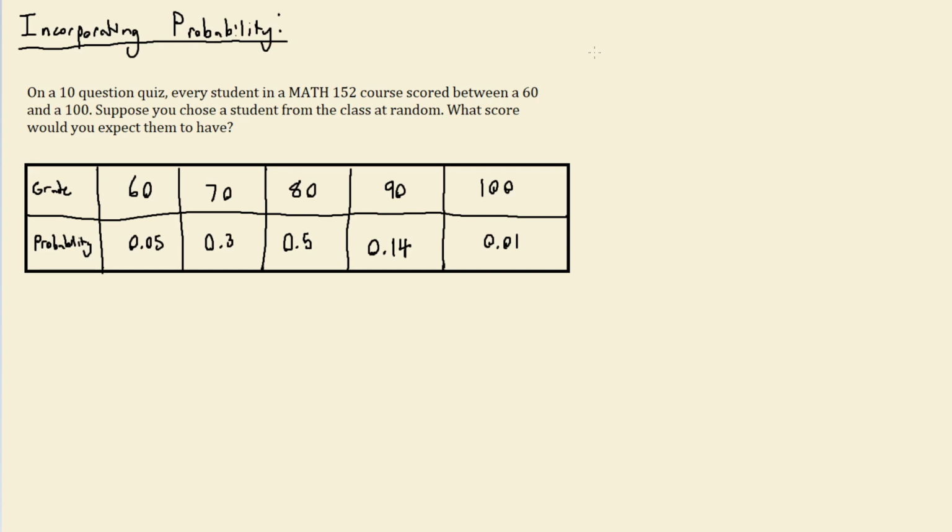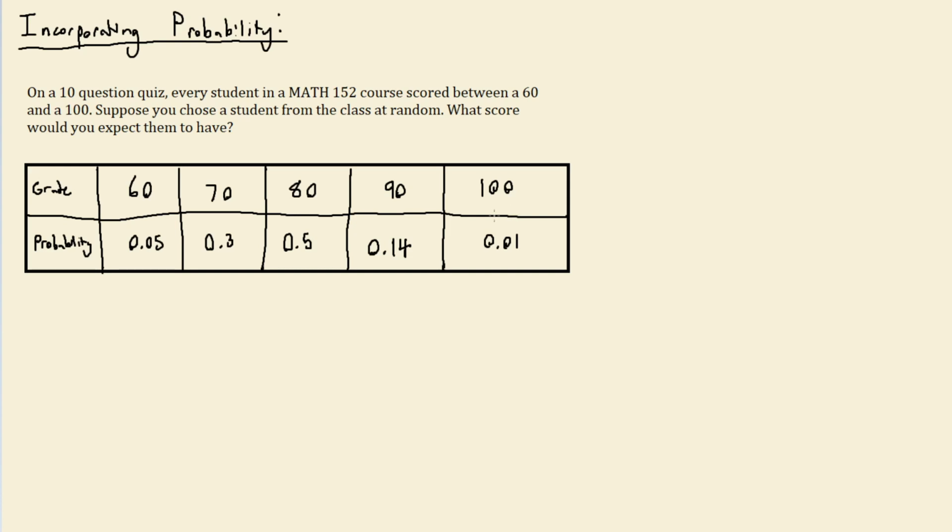And here we have a little bit of data stored in this table. Now, important note here, we're told in the question that every student in the course scored between a 60 and a 100. So these probabilities have to add together to be 1, because every single student is found in this range of scores. And if you check on a calculator, they do indeed. And also, we're told that this is a 10-question quiz, so there's no such thing as a 95 on this quiz. There's a 60, a 70, an 80, a 90, 100, and those are the only possibilities.